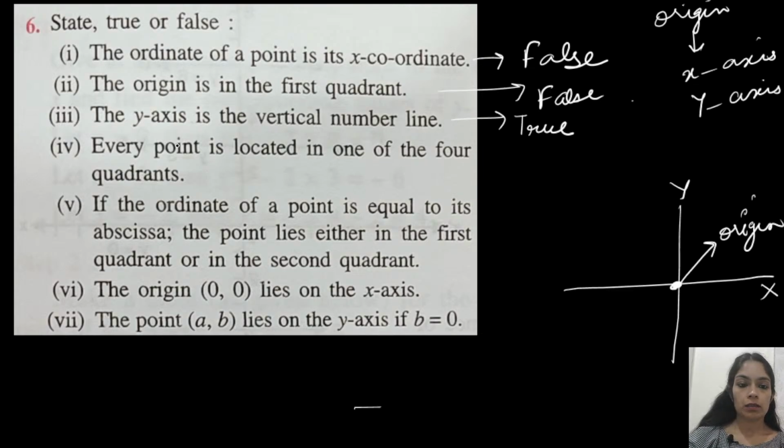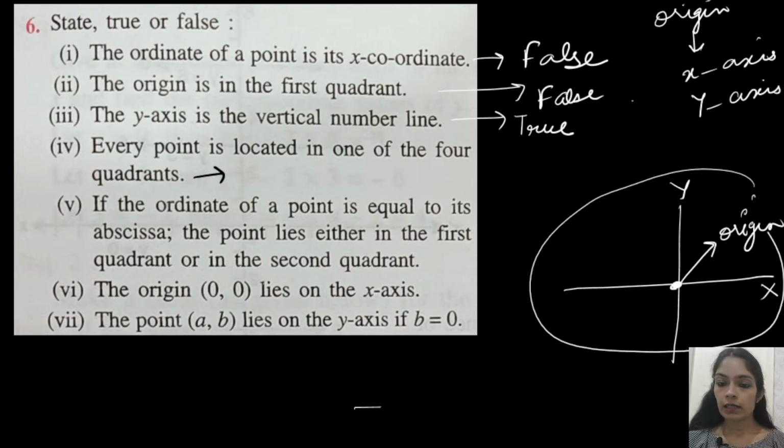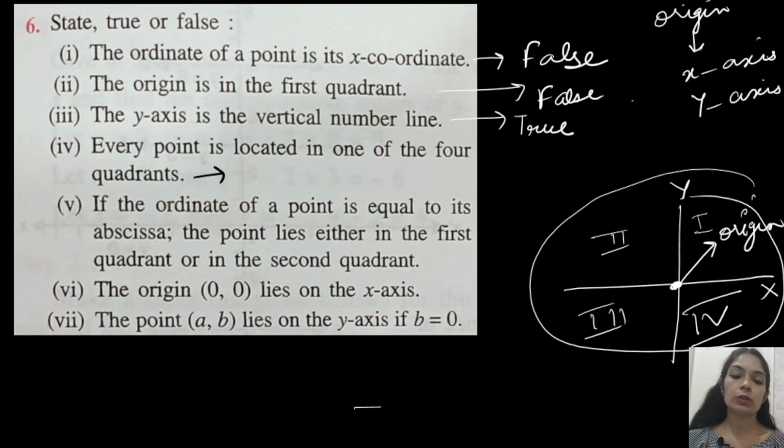Fourth one, every point is located in one of the four quadrants. So whichever points we see in this Cartesian plane, they are saying every point is located in any of the four quadrants. Maybe it can lie in the first quadrant, maybe that point can lie in the second quadrant, maybe the point can lie in the third quadrant or in the fourth quadrant. So that is what the question is. Is it true or false?